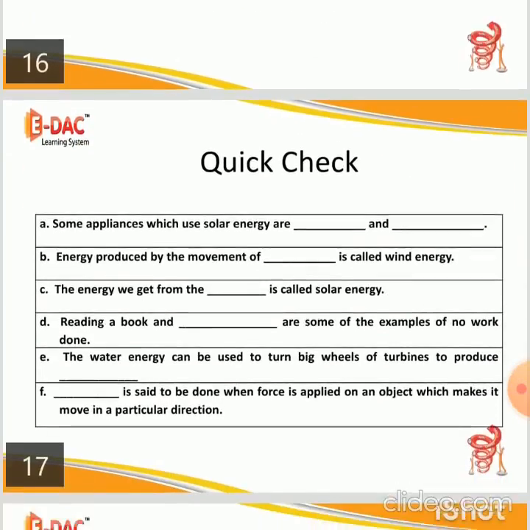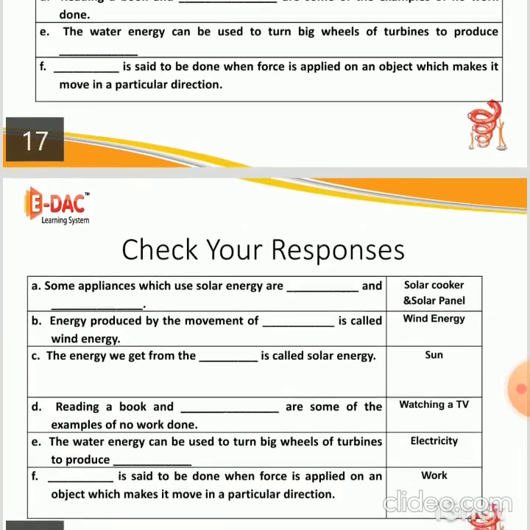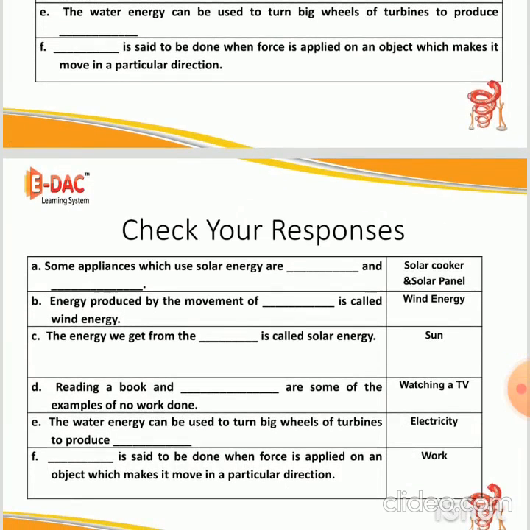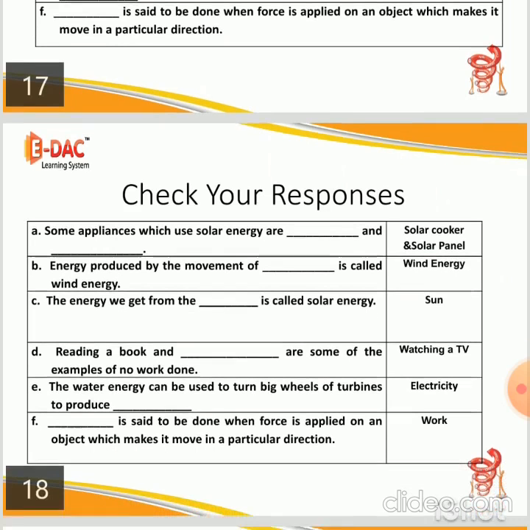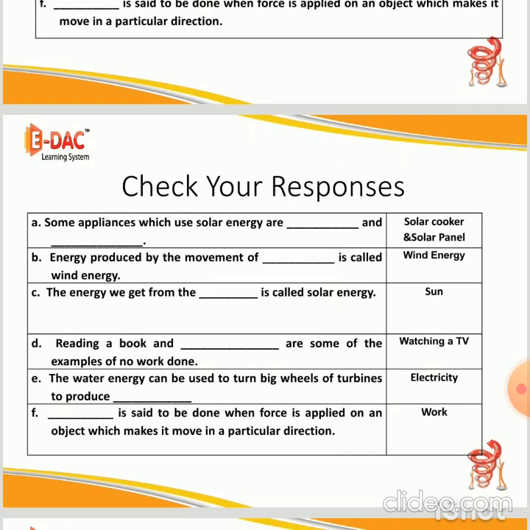Now let us quickly assess our level based on the concept explained above. There are some questions to check our understanding level. Some appliances which use solar energy are dash and dash. Second question, energy produced by the movement of dash is called wind energy. Third, the energy we get from dash is called solar energy. Fourth question, reading a book and dash are examples of no work done. Fifth question, the water energy can be used to turn big wheels of turbine to produce dash. And the last question, dash is said to be done when force is applied on an object which makes it move in a particular direction.